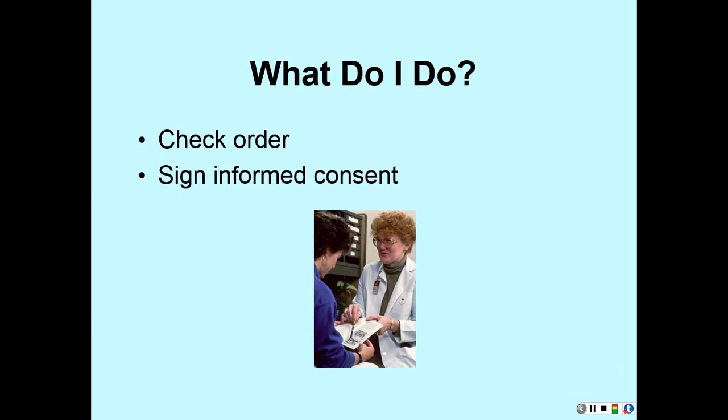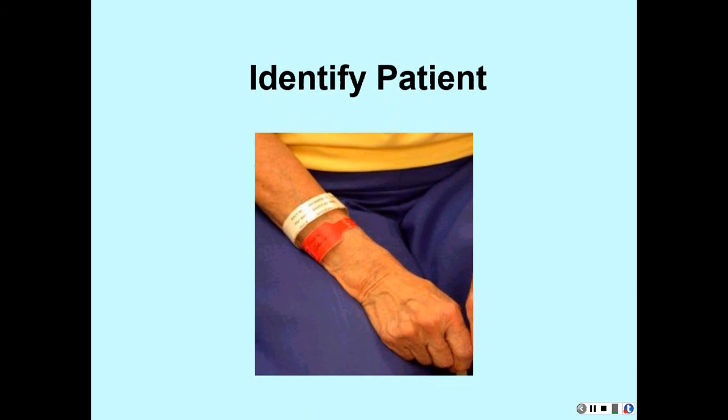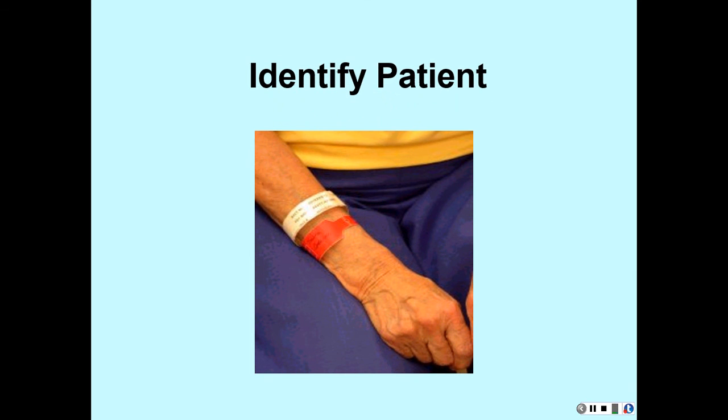You're confirming your order, getting your informed consent signed ahead of time. You're identifying your patient. You know that's a big deal. Some of your patients that have donated blood or that have blood already typed and cross-matched and sitting there waiting on them may have a blood bracelet on, in addition to their hospital ID band. Okay, it's like a blood bank bracelet. So that may be another number that you have to confirm.